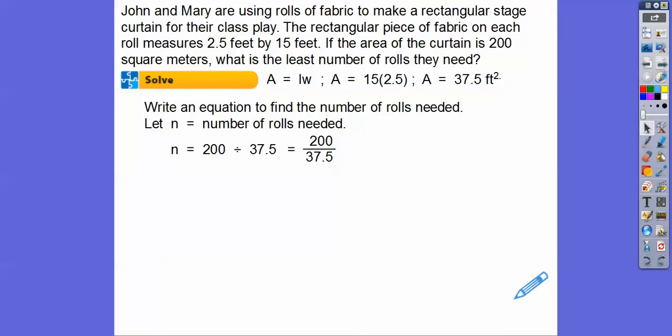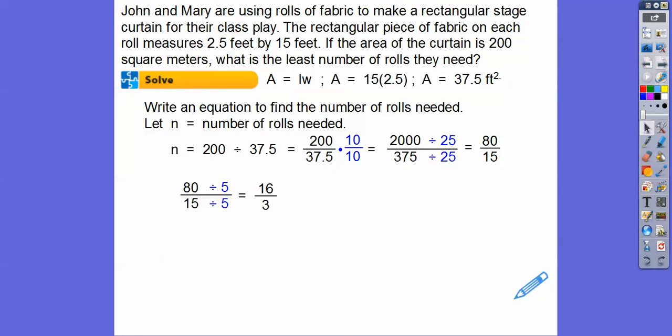So 200 over 37.5. To get rid of that decimal, I'm going to multiply it by 10 over 10, and that's just going to move the decimal to the right one place. So 200 times 10 is 2,000, divided over 375, and then I'm going to start playing the reduction game. I know 25 goes into both of those, so if I divide both by 25, I get that, and I know 5 goes into both of those. So when I divide by 5, I get that. And then 3 goes into 16 5 times with 1 left over, so 5 1/3. Okay, so that's how many rolls we need. We need 5 1/3 rolls.